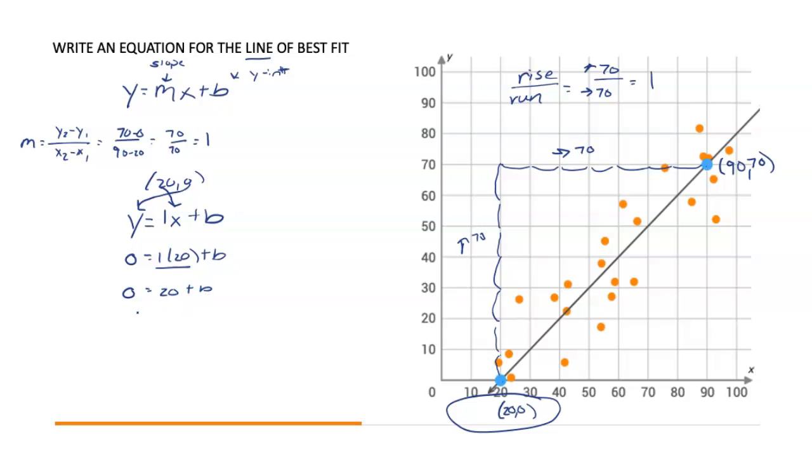Solving for b, so the 20 has to move over. That's a positive 20, so I'm going to subtract it. And now I have negative 20 equals b. Great, now I know b. So let's rewrite this. Y equals, we said the m was 1, so 1x, b is negative 20, minus 20. Now, this is going to work, but you'll often see it without that 1 and just be x minus 20. So this is what you're trying to do. You're trying to take the 2 coordinates that you've been given, and turn it into y equals mx plus b. Let's look at another one real quick.